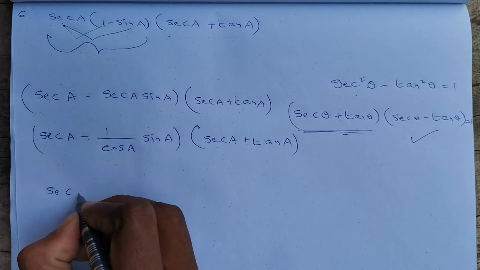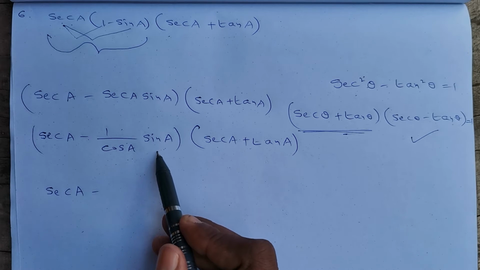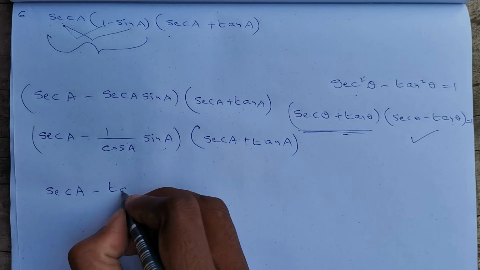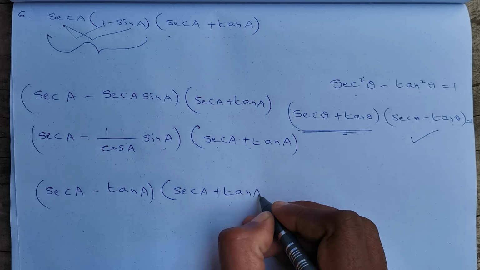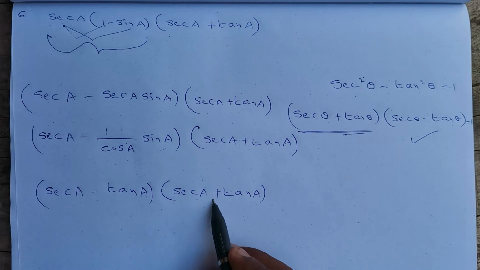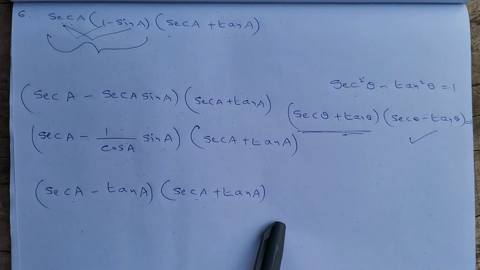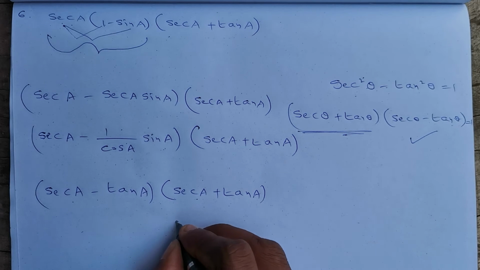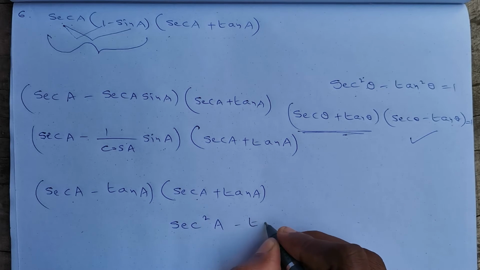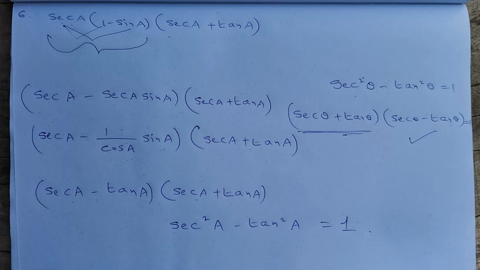Secant A minus 1 by cos A into sin A, sin A by cos A, nothing but tan A, times secant A plus tan A. Secant A minus tan A into secant A plus tan A is in the form of A minus B into A plus B. A minus B into A plus B is nothing but A square minus B square. So secant A minus tan A into secant A plus tan A will be secant square A minus tan square A. Secant square A minus tan square A is one of the identities, which equals 1.